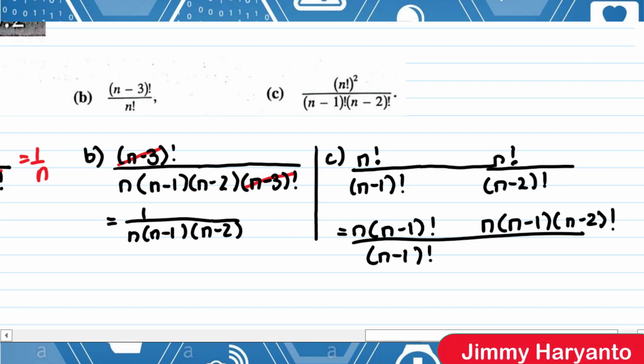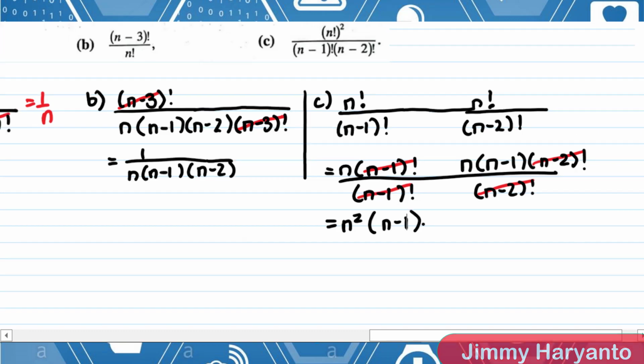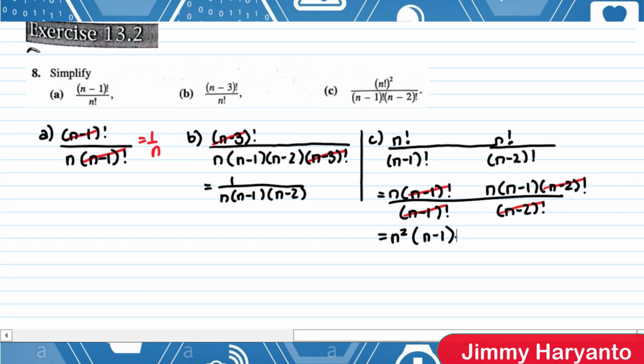Yeah, so that we can cross out the n minus 2 later. So we can cross out this one, we can cross out that one, and the answer is n times n squared in the bracket n minus 1. So this is for number 8.